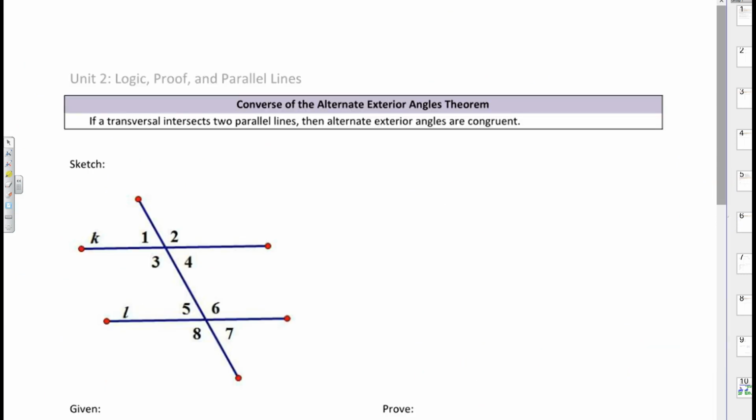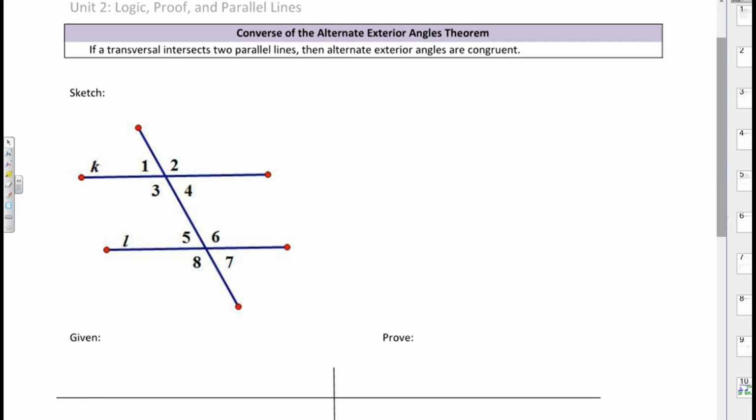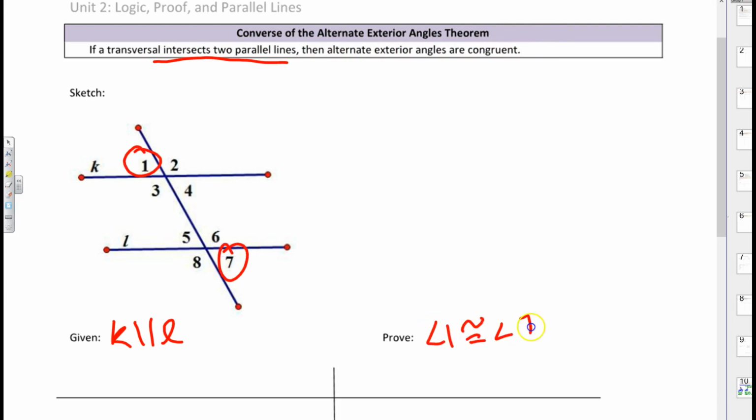Let's keep going. Our next one is the converse of the alternate exterior angle theorem, okay? When we are talking about the converse of the alternate exterior angles theorem, we're always going to start off by reading our statement. If a transversal intersects two parallel lines, then alternate exterior angles are congruent. So my given is, again, K is parallel to L because we're given two parallel lines, and I want to prove alternate exterior angles congruent. I'm liking 1 and 7. Prove angle 1 is congruent to angle 7.